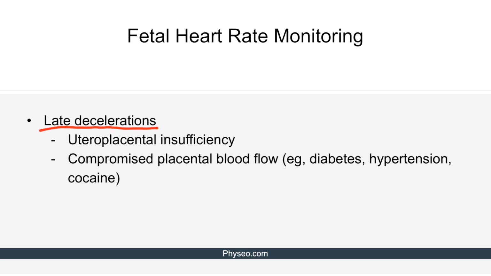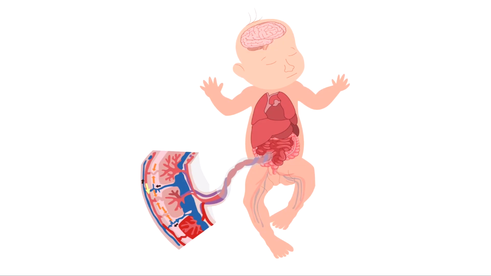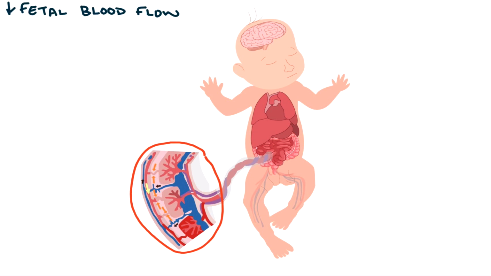Late decelerations are usually caused by uteroplacental insufficiency. This is usually secondary to conditions that compromise placental blood flow and proper delivery of oxygen and nutrients to the fetus. For example, diabetes, hypertension, and cocaine are among the most common risk factors. Uteroplacental insufficiency basically means insufficient placental blood flow. Decreased placental blood flow decreases the fetal blood flow through the umbilical vein, which in turn results in fetal hypoxia and acidosis.